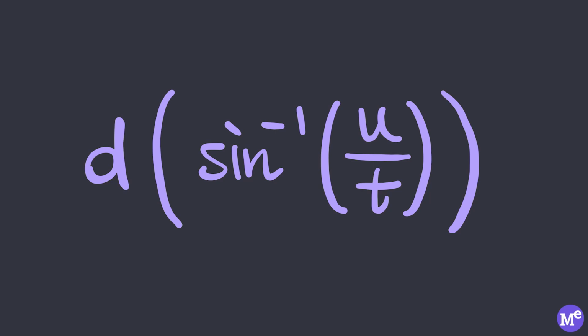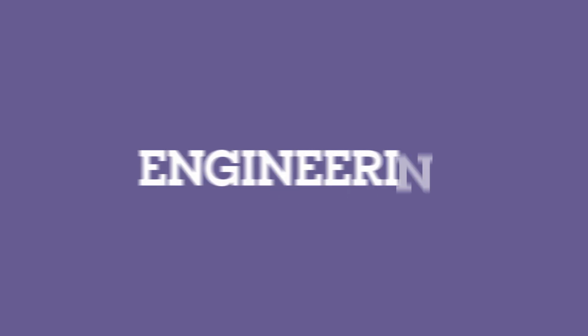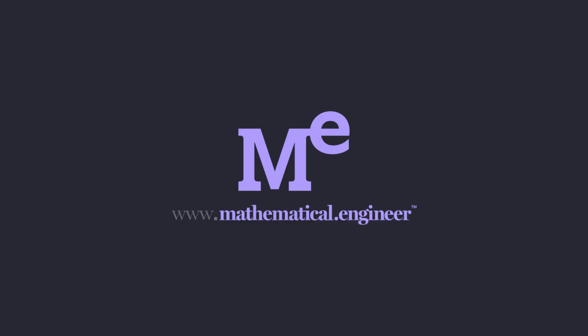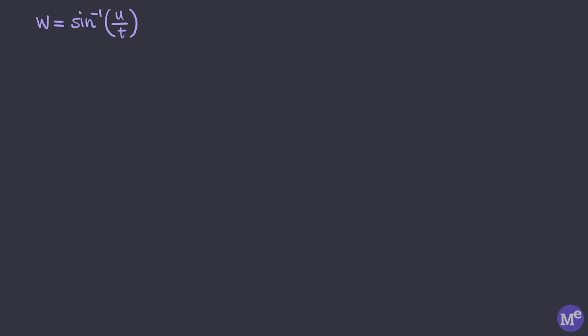How do we compute the differential of the inverse sine of u over t, where both u and t are independent variables? Let's say w equals the inverse sine of u over t. So w is a quantity that can be explicitly expressed in terms of two independent variables, u and t. As a reminder, the total differential of w encodes how changes in u and t affect the change in w.